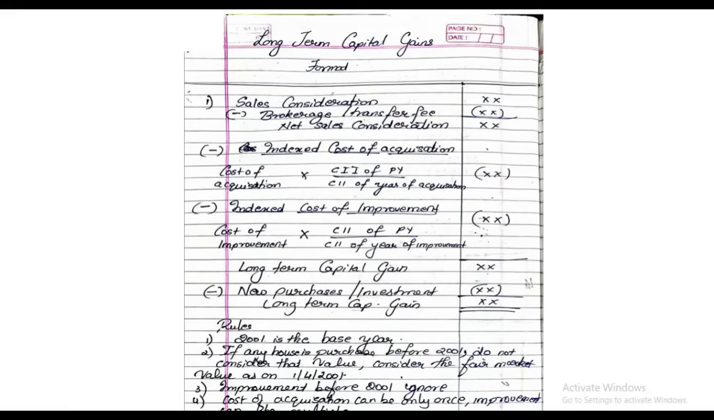The only thing you need to know is the format: sale less cost of acquisition less cost of improvement gives you long-term capital gain. Less new purchase will again give you your final answer as net long-term capital gain. So now let us see how to use this format in any kind of sum that will be given in the exam.